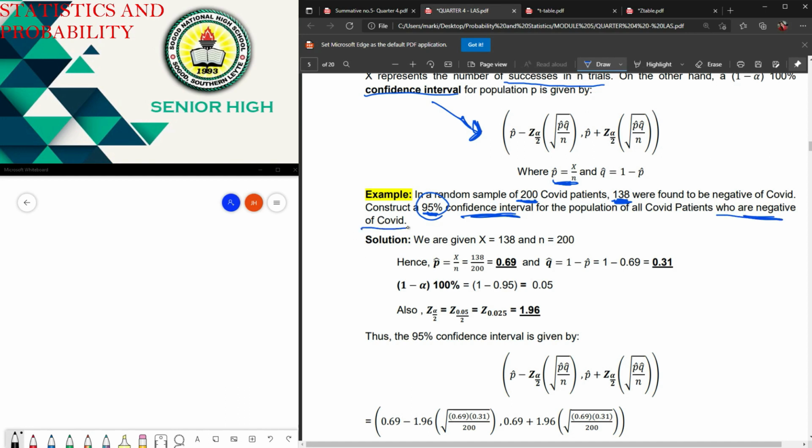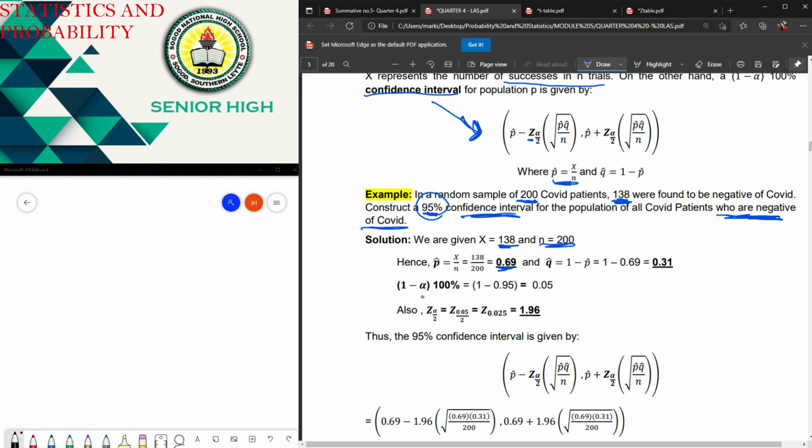Specifically the negative. So we are given X equals 138. Why 138? Because we are asked to find the negative of COVID. And then remember that N is equal to 200. That's why we are using Z, because that is a larger number. So how to get the P hat? We have X over N, so we have the proportion 138 over 200, that is equal to 0.69. And the Q hat, since our P hat is 0.69, so 1 minus 0.69, which is 0.31.